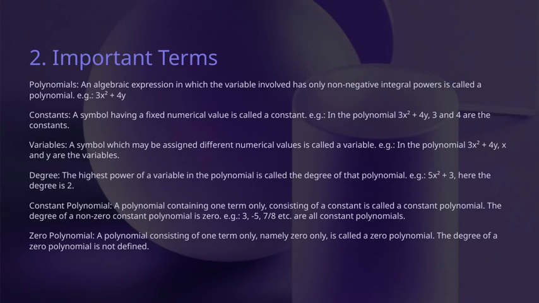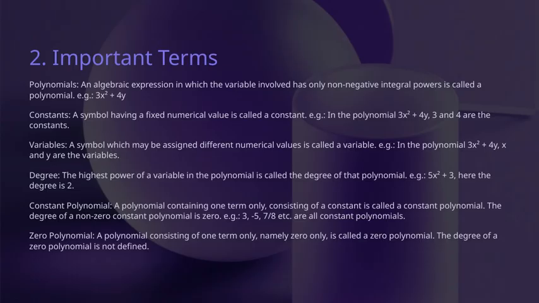Now, let's explore some important terms related to polynomials. First up, polynomials are algebraic expressions where the variable involved only has non-negative integer powers. For example, you might see something like 3x^2 + 4y. Notice how the powers of the variables are whole numbers, which is key to a polynomial. Next, we have constants. These are symbols that represent fixed numerical values. In our earlier example, 3 and 4 are constants because they don't change. They stay the same regardless of the variables.